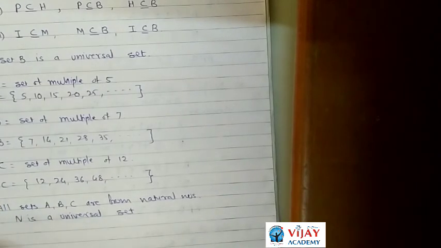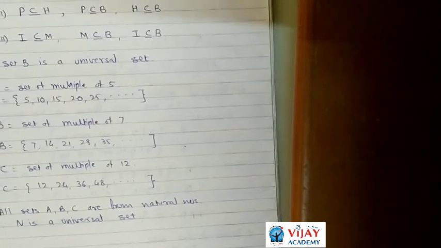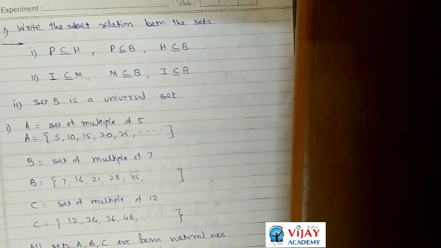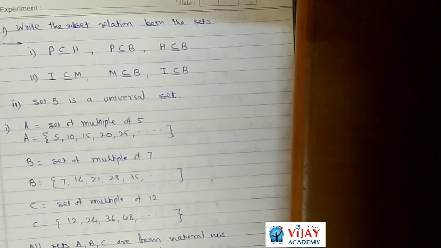This is a simple concept. Write the subset relations between the sets. In this case, this topic is related with a map, a geography. P is the set of all residents in Pune. M is the set of all residents in Madhya Pradesh. I is the set of all residents in Indore. B is the set of all residents in India. And H is the set of all residents in Maharashtra.